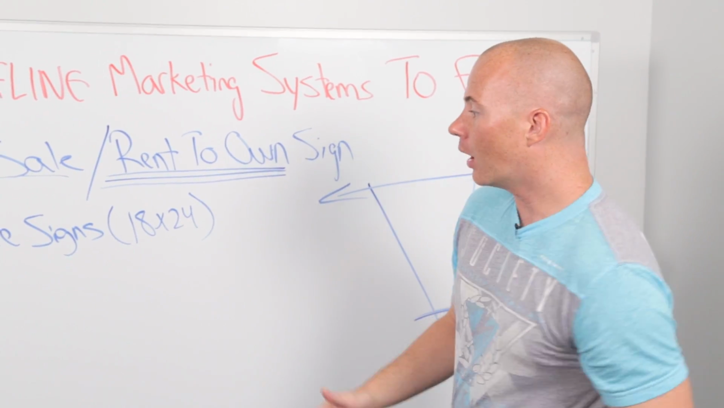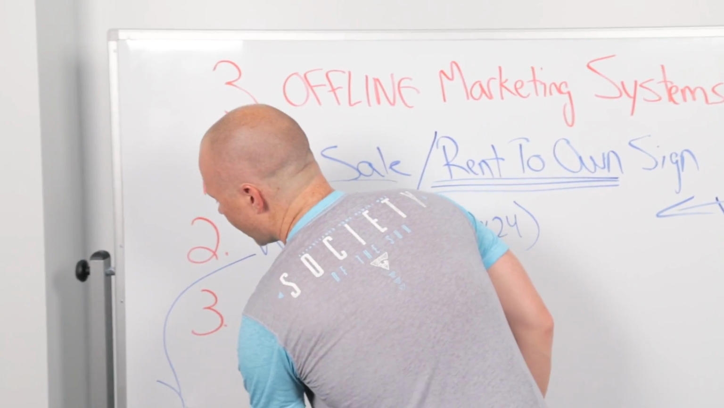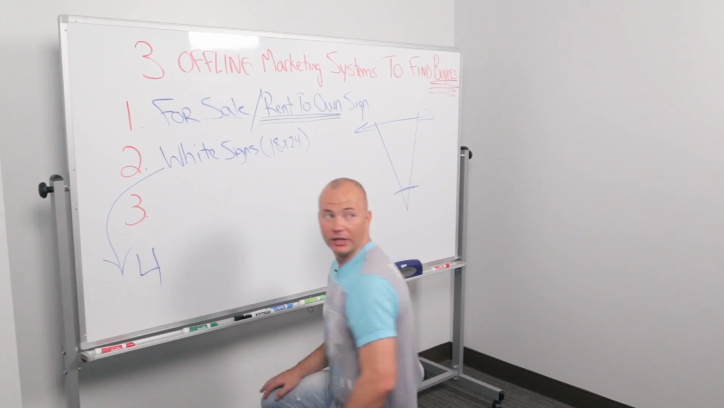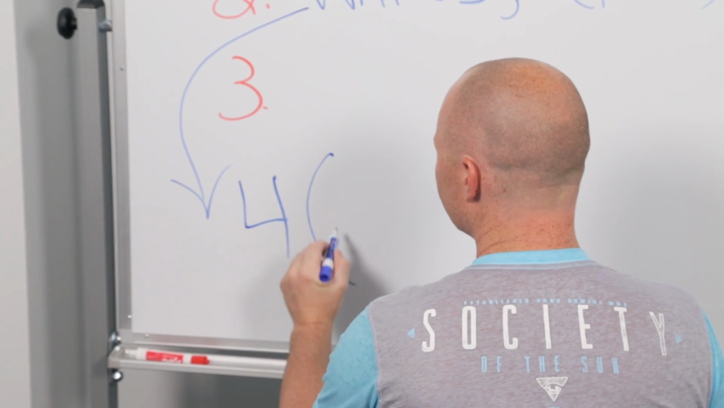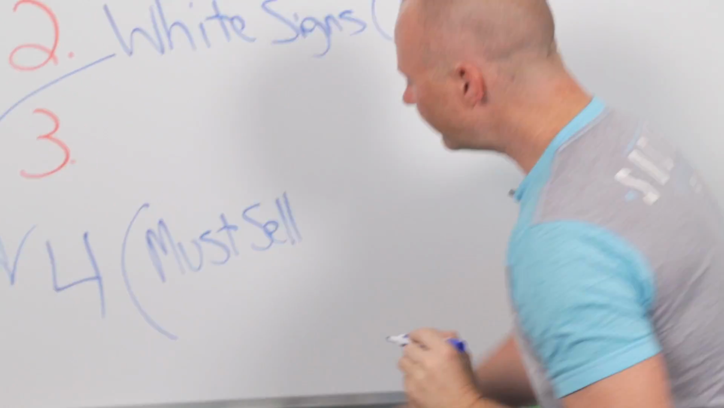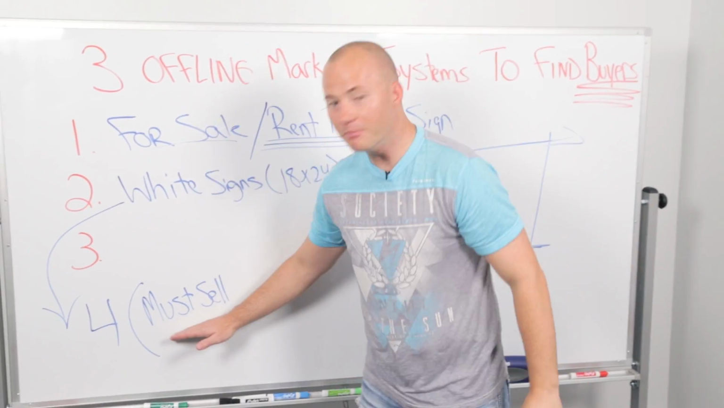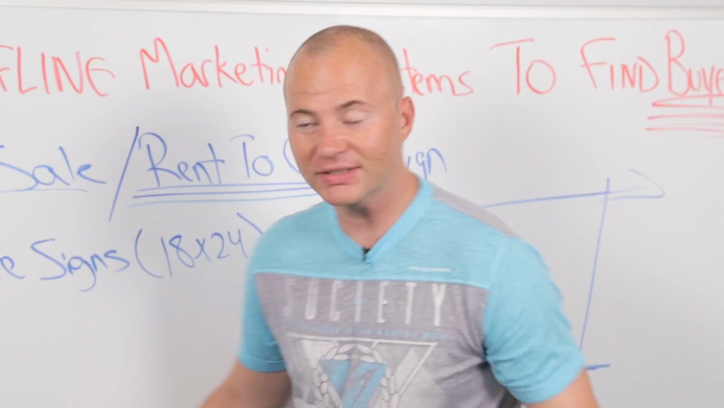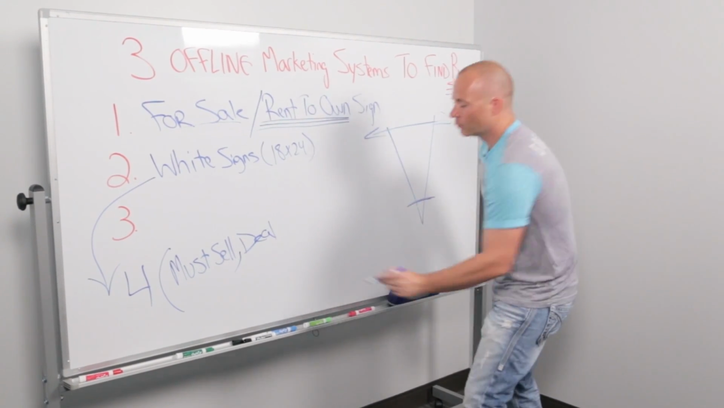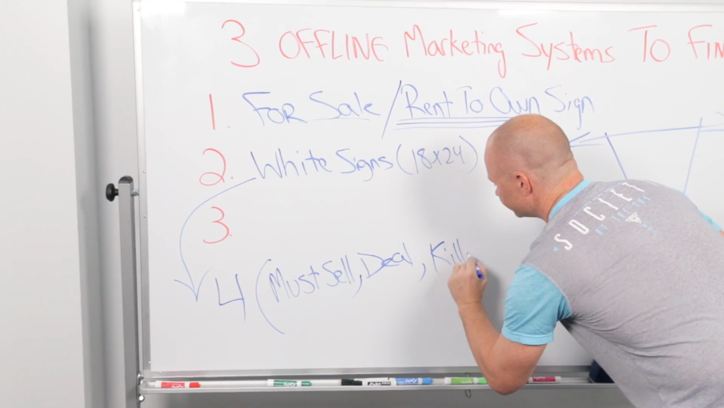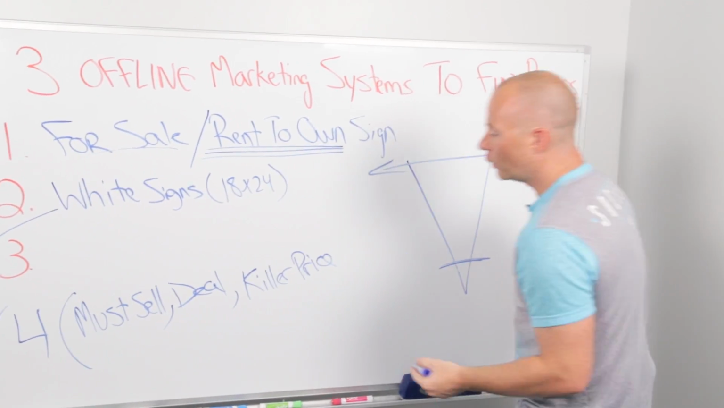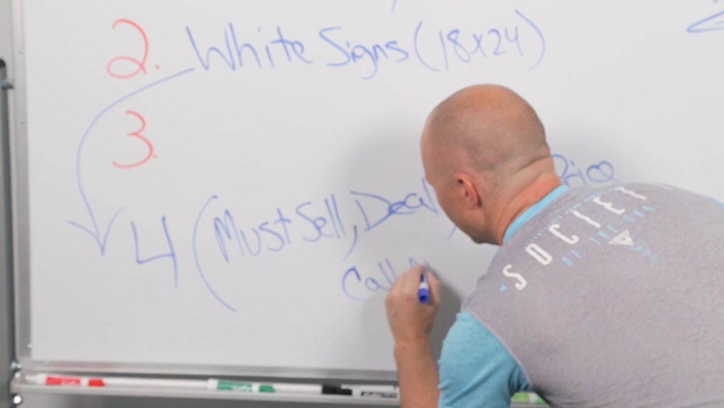And then what we do on these white signs is we will write messages on them, and we always have 4 in the yard, okay? So we will write messages on these things like must sell, okay? Even if it's a rehab deal, we'll write must sell, because you know what? You must sell to make a profit, right? You have to. You must sell it in order to make a profit. We'll write things like deal onto these white signs. We will write things like killer price on these white signs. We will write things like call me on these white signs.